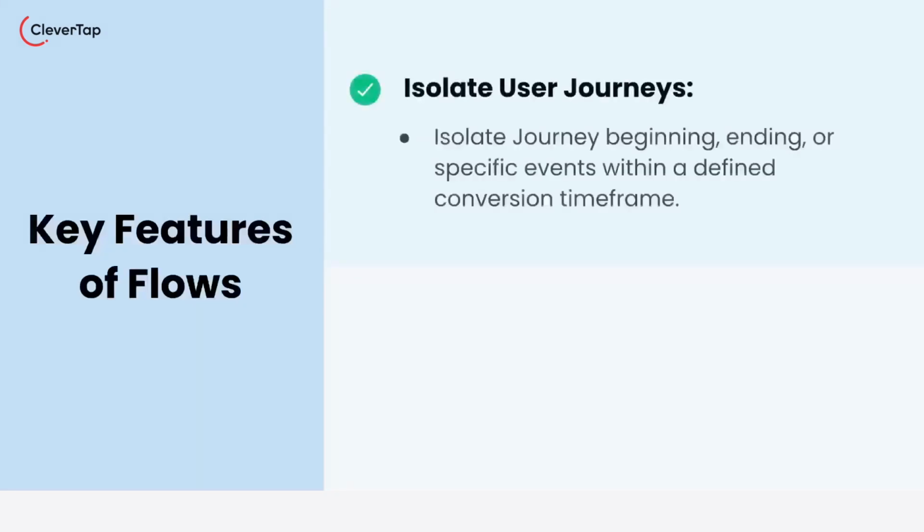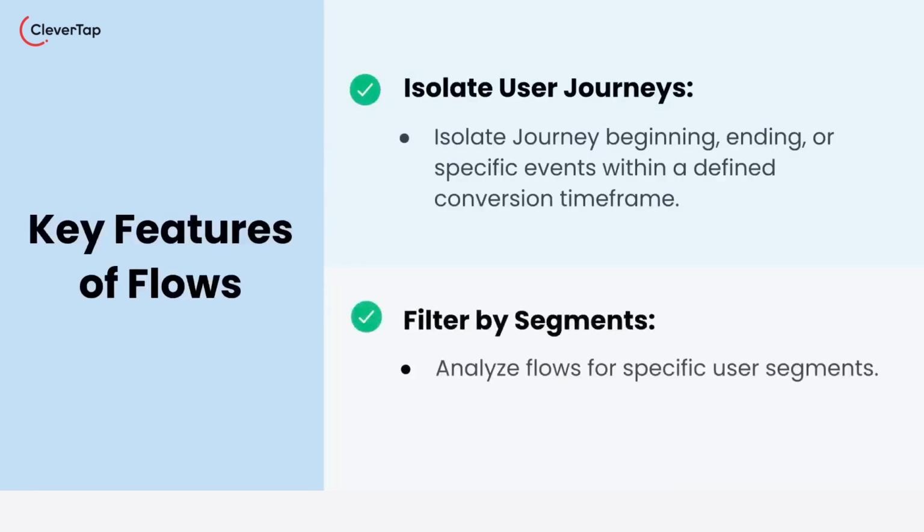Using flows, you can isolate any user journey beginning, ending, or specific events completed within a defined conversion timeframe. Also, you can filter flows by any specific segment of users.